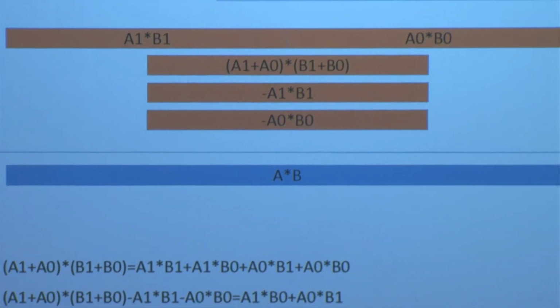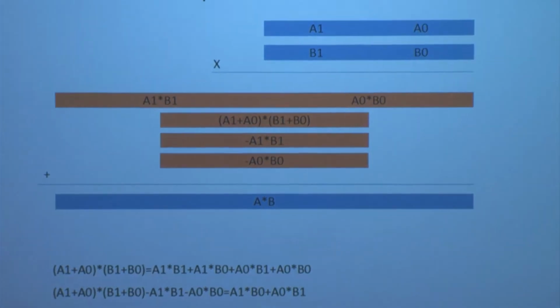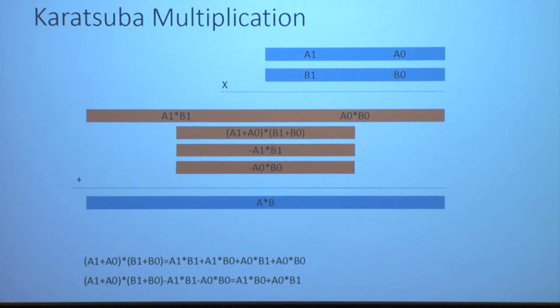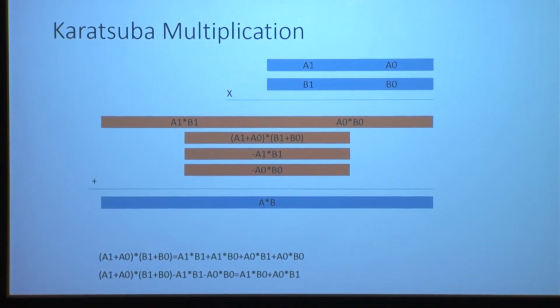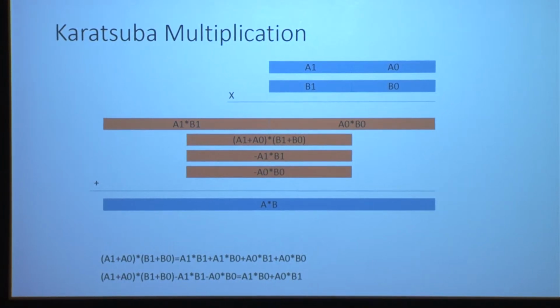Karatsuba multiplication is a high-level optimization method that reduces the number of core multiplications required to realize a large integer multiplication. Here in this picture, there are two integers, a and b. Instead of doing 4 multiplications, with the Karatsuba approach, you can just do 3 core multiplications: a1 b1, a0 b0, and (a1 plus a0) times (b1 plus b0). In the middle, you just subtract a1 b1 and a0 b0, and you get a times b.